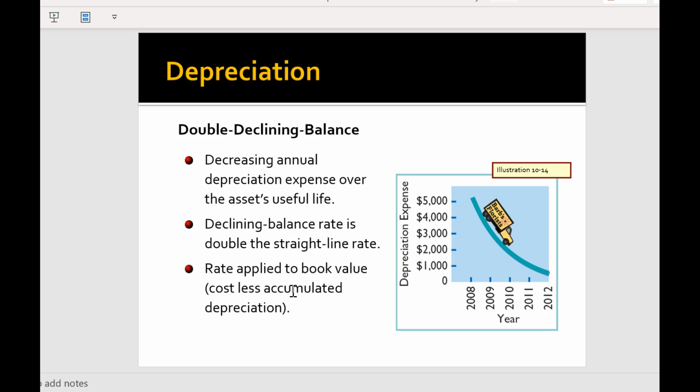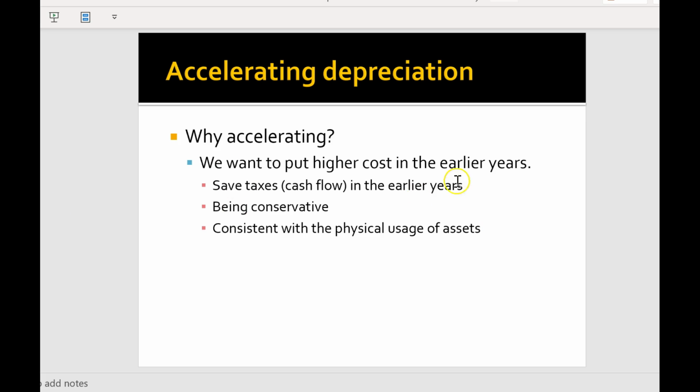In this type of depreciation, it is called accelerating depreciation, which means the firm puts more costs of the assets in the earlier years rather than the later years. Why would firms do that? One reason is to save taxes in the earlier years, right? If you have higher costs in the earlier years, you have lower income before tax, and then you pay less taxes compared to the straight line.